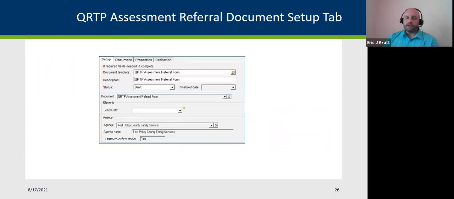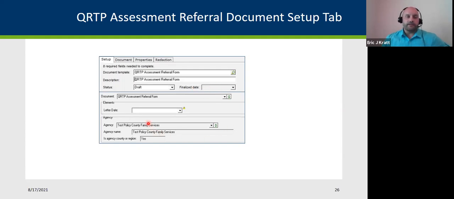Then in normal SSIS functionality, you will be brought to the setup tab of that document, and you'll note that 8 required fields need to be completed. The document template and the description autofill based on the document that you've selected, and then the status will always default to draft until you've completed the editing of your QRTP assessment referral, and then you can change that to finalized. Once you change that to finalized, a finalized date will appear in this field.